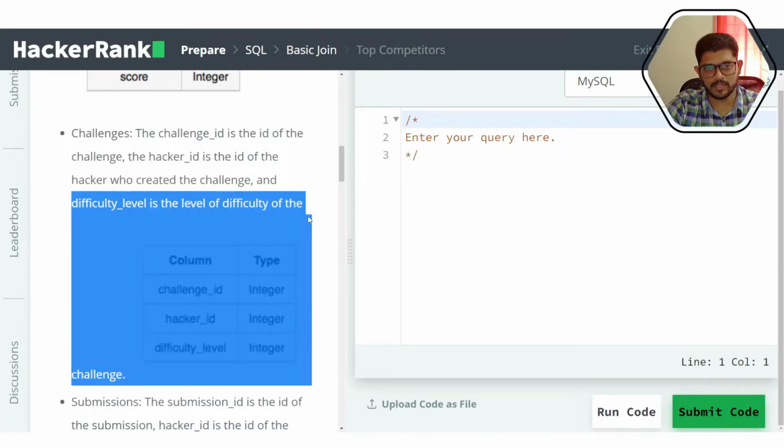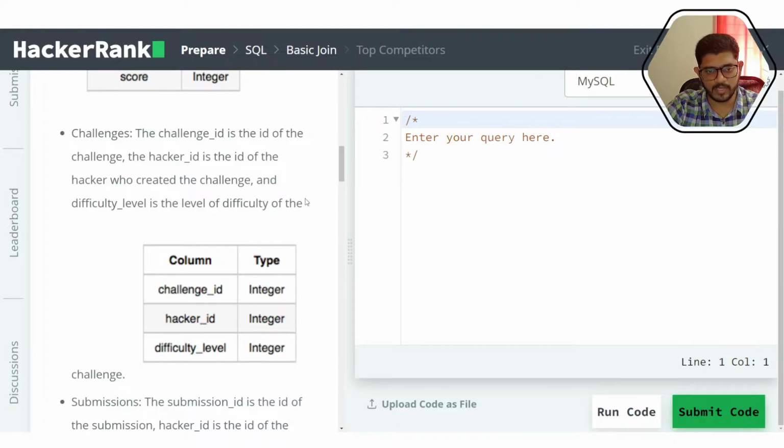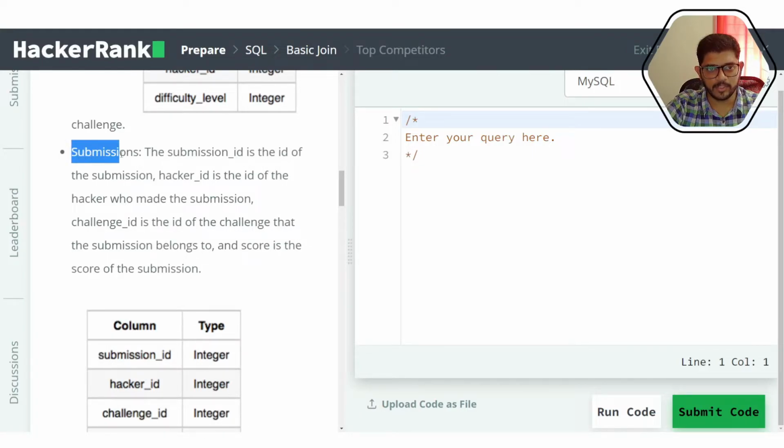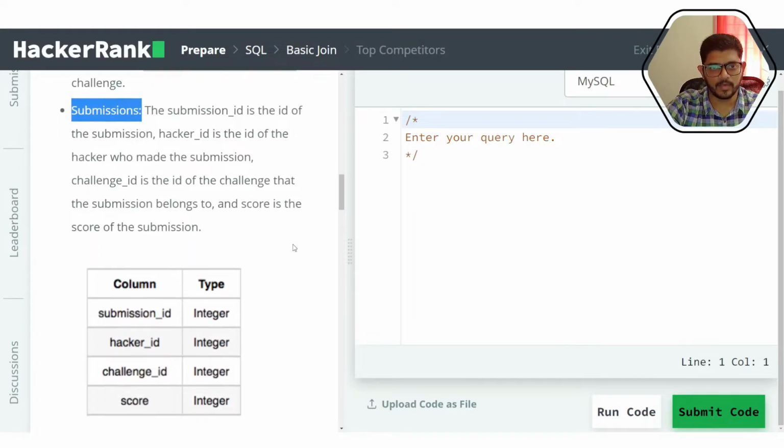And difficulty level is the difficulty level of the problem of the challenge. Okay, so that is obvious. So challenge ID and difficulty level are both straightforward. Hacker ID is the one who created it. Okay, so don't get confused. And then we have the submissions table. Okay, here we have these details, these columns. So we have submission ID.